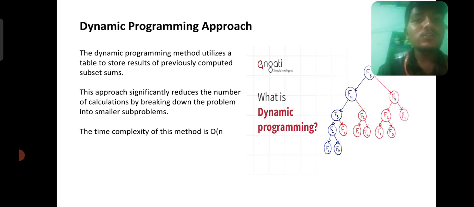Dynamic programming approach. The dynamic programming method utilizes a table to store results of previously computed subset sums. This approach significantly reduces the number of calculations by breaking down the problem into smaller subproblems. The time complexity of this method is O(n). What is dynamic programming? In the figure.